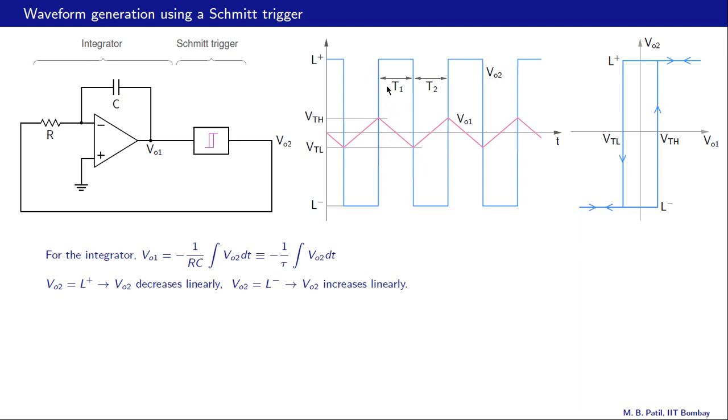Alright, so let us consider the case where VO2 is positive. Let's say this interval marked T1 here. So here VO1 is decreasing because VO2 is positive, and what is happening in terms of this VO versus VI relationship for the Schmitt trigger? VO2 is high, so we are here, and VO1 is decreasing, so we are going in that direction. When we cross VTL, the output is going to flip from high to low, and that is what happens here.